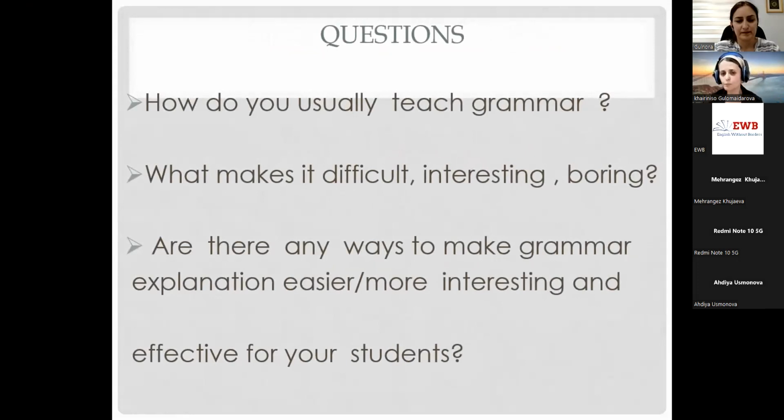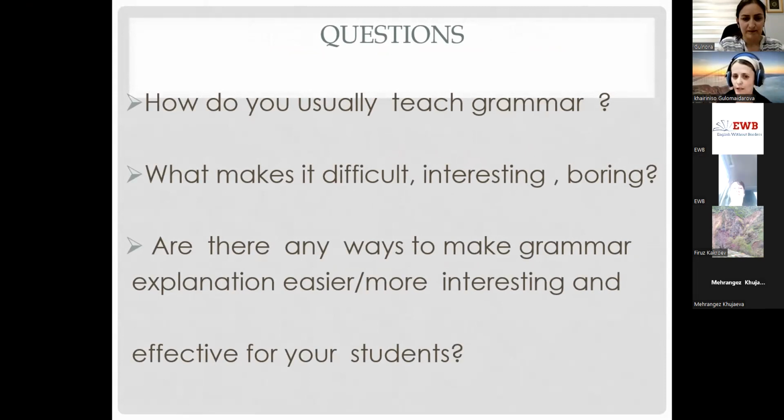Okay, so can you please go through these questions and discuss them and share your ideas with me? The first question is, how do you usually teach grammar? What makes it difficult or interesting or boring? And are there any ways to make your grammar explanation easier or more interesting and effective for your students? So can you please just share your experiences with me?